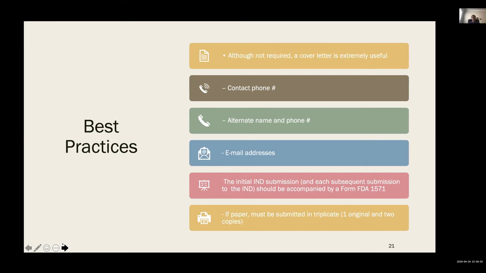And every submission, including the initial IND, needs to be accompanied by FDA Form 1571. So make sure that is appropriately filled out and accompanied with the initial IND application. And in case of a paper copy, it has to be submitted in triplicate. The first copy will be your original, and the other two will be the copies.